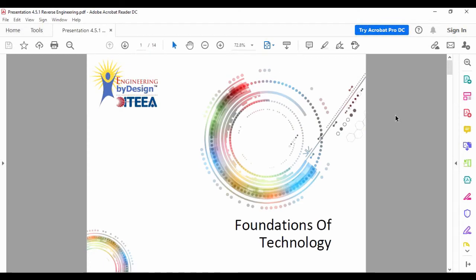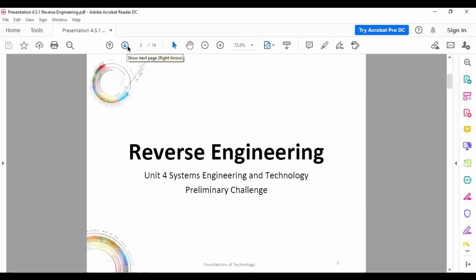Hello and welcome to the last of kind of our standard lessons for the semester. So today we are looking at reverse engineering. I know I've already talked about reverse engineering, but we're just covering it in a little bit more depth today.